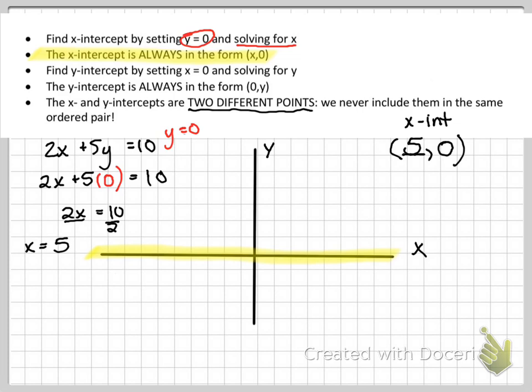So let's plot the x-intercept. Well, that means we need to go over 1, 2, 3, 4, 5 units. And we can, if we want to, label this point (5, 0). Notice we only have 1 point so far, and so we don't have a line yet. In order to get a line, we need to have 2 points. So let me write this over here.